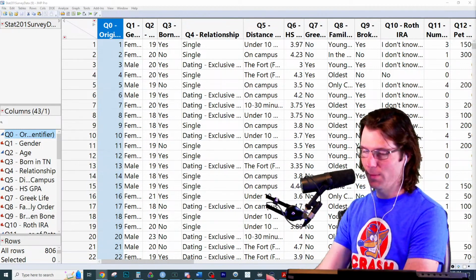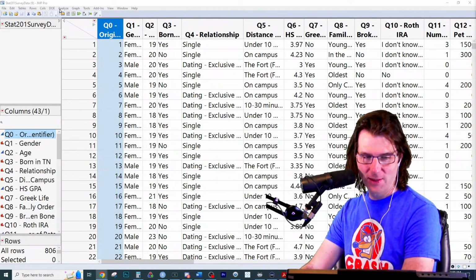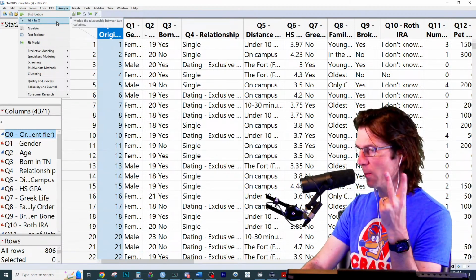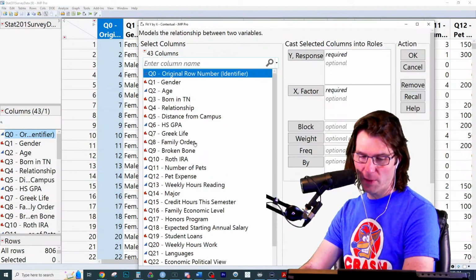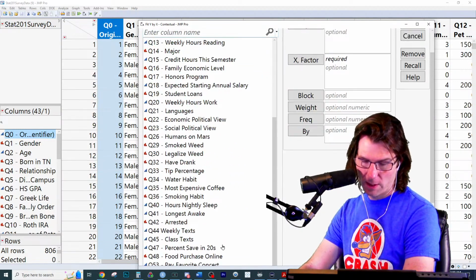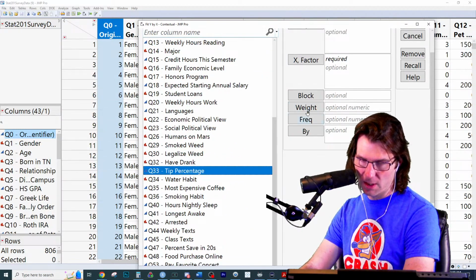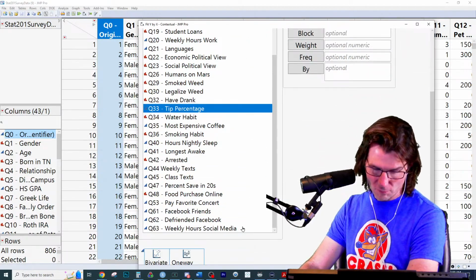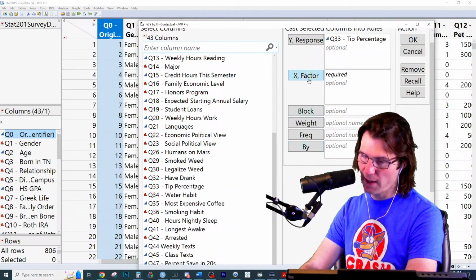So regression takes analyze, fit y by x, takes two variables, because we're going to make a scatter plot. And to make a scatter plot, we need two quantitative variables. So we could predict someone's tip percentage from how many Facebook friends they have.